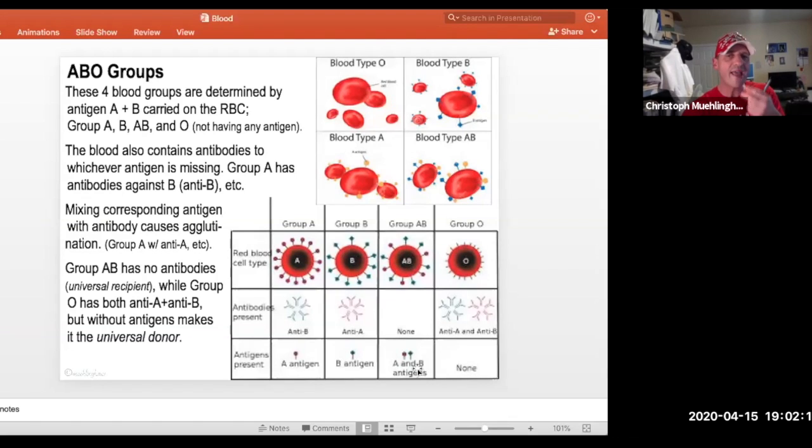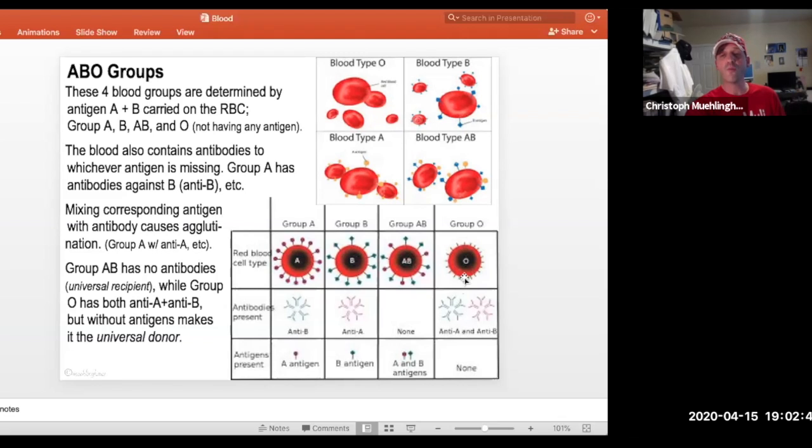So when the antigen is present on your cell, you're not going to have antibodies against that antigen, because your body already knows, oh, that's one of ours. It doesn't have to attack it. And so AB is great in terms of they can get blood from anybody they want, because they don't have antibodies against anything we're worried about here. And so they're called the universal recipient because they have no antibodies.